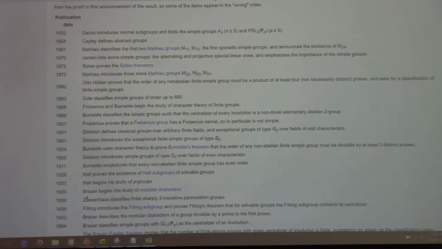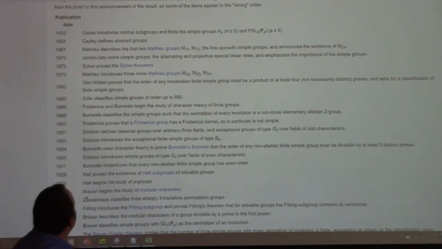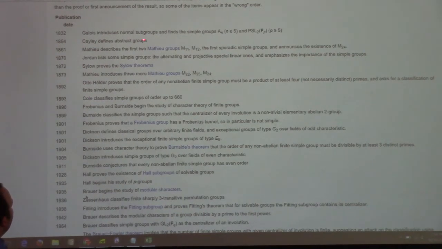History starts at Galois in 1830, right? I mentioned him a little bit earlier. And then you got Cayley defining abstract groups in 1854. Skip ahead a little bit here. Otto Hölder proves the order of any non-abelian finite simple group must be a product of at least 4, not necessarily distinct primes. And he asks for a classification of finite simple groups. So it's been in the water since about 1892. Mathematicians have been going, hey, we ought to classify all these.